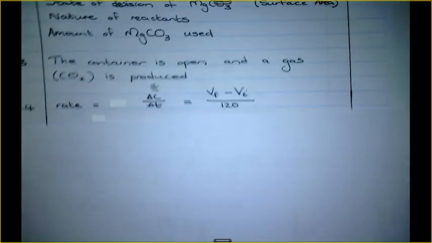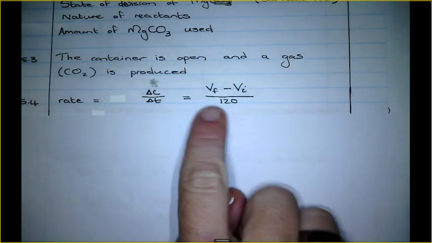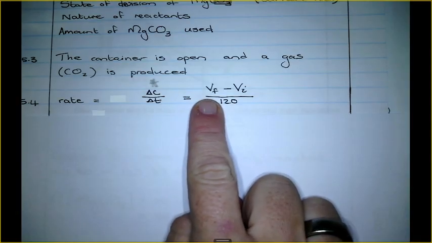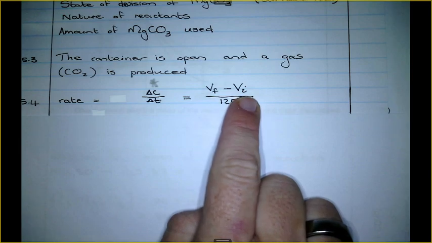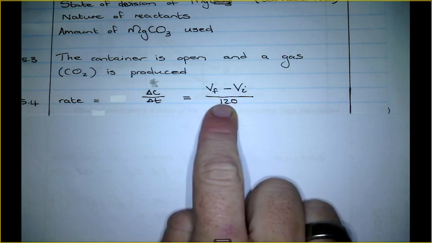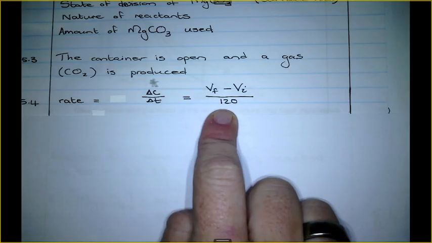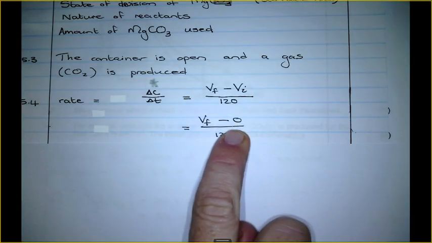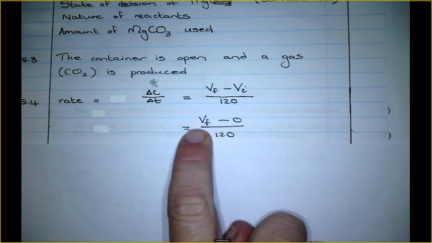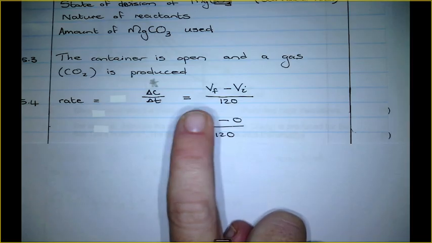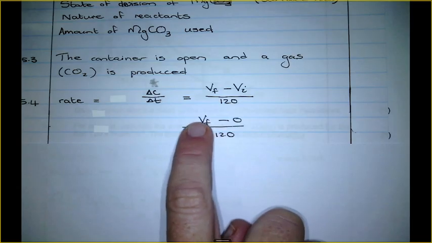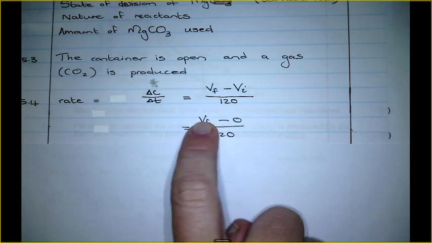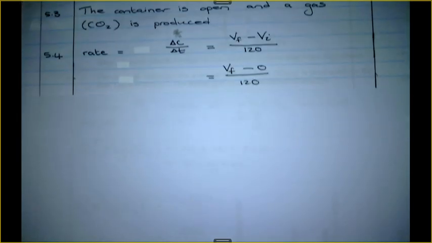So we need to know the final volume of carbon dioxide produced minus the initial volume of carbon dioxide, divided by the time it took. That's the 120 seconds. When the reaction starts, there is no carbon dioxide. So the initial volume of carbon dioxide is 0. All right. This is the problem, getting to the final volume. And that final volume of carbon dioxide is why this is a 6-mark question.